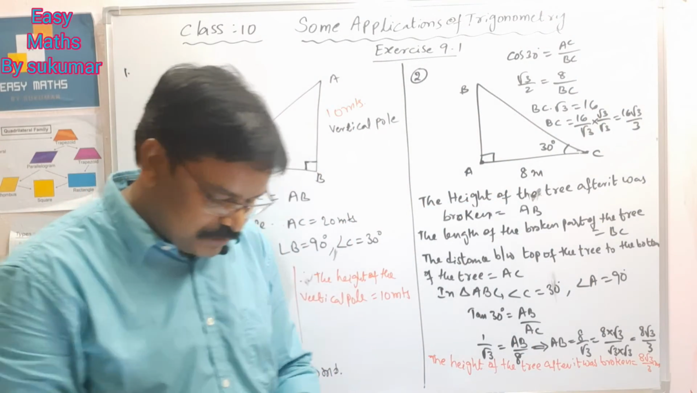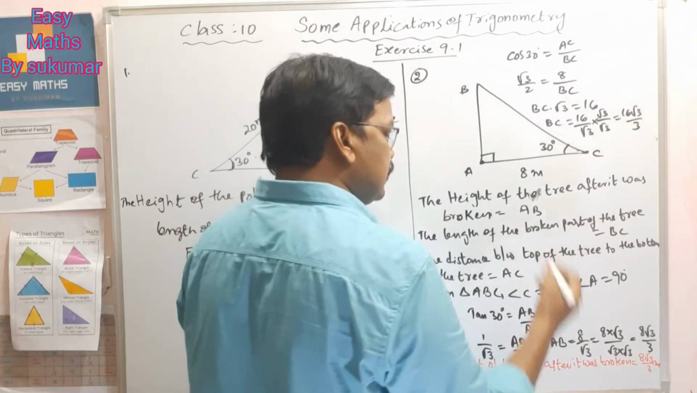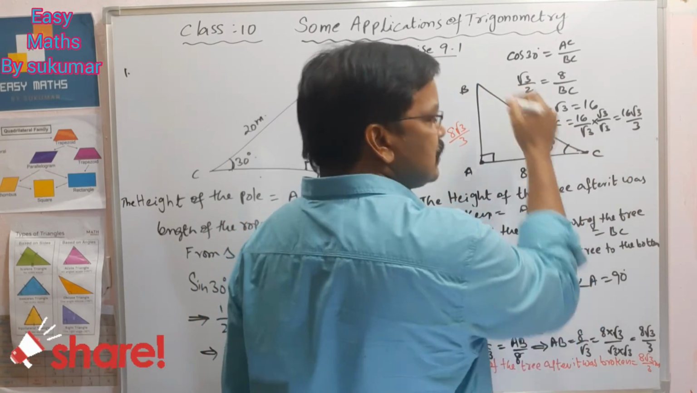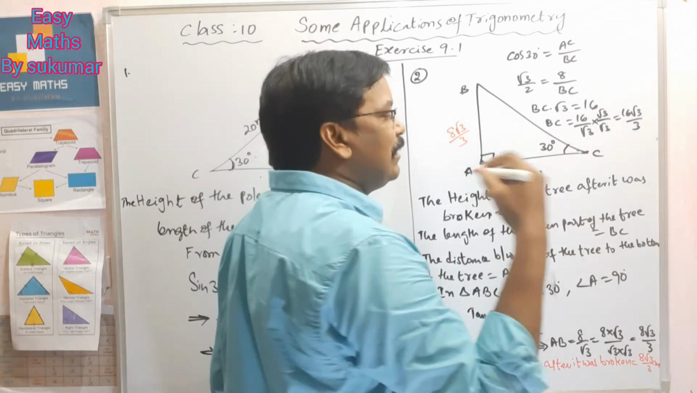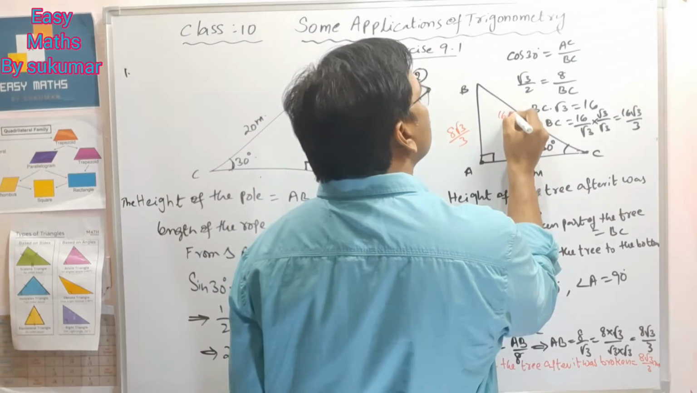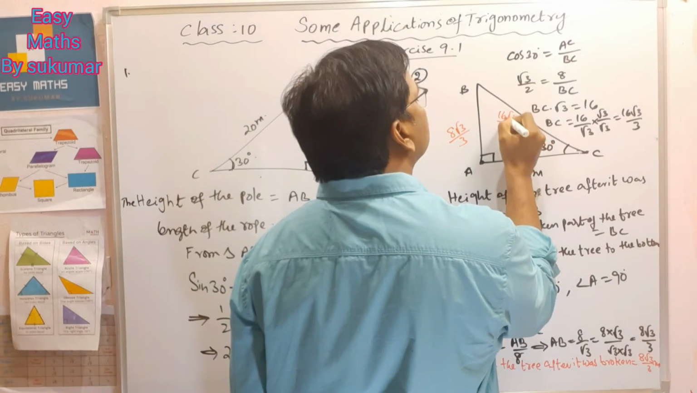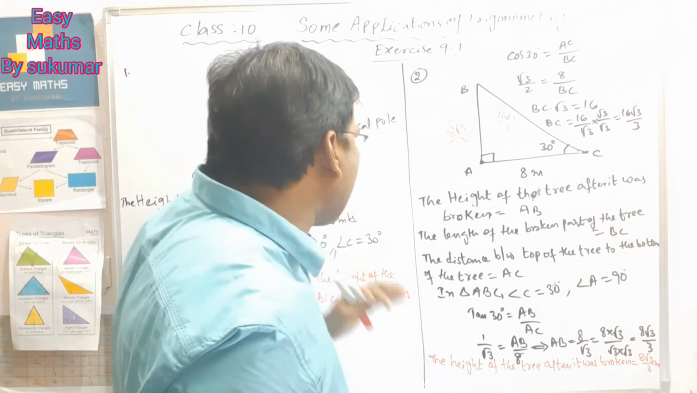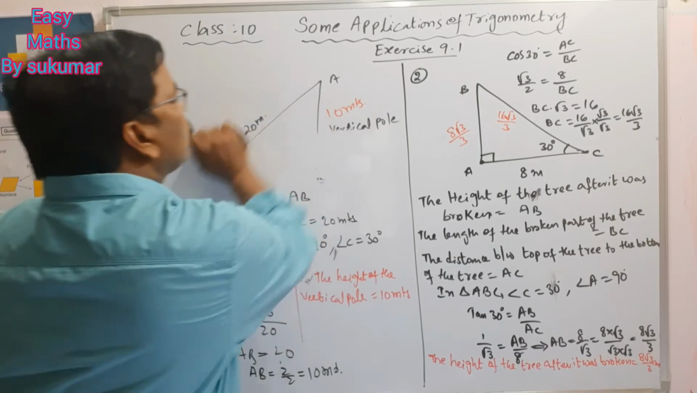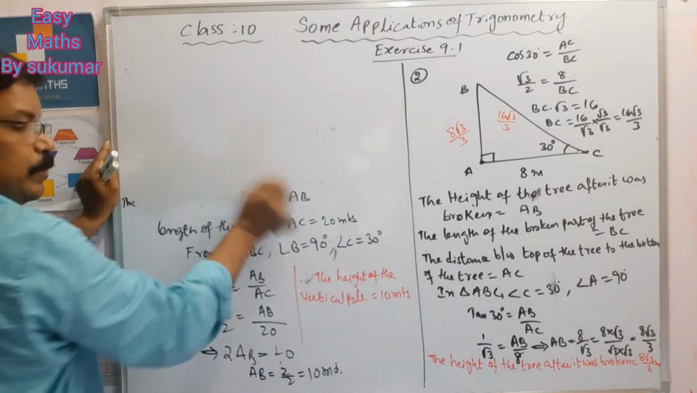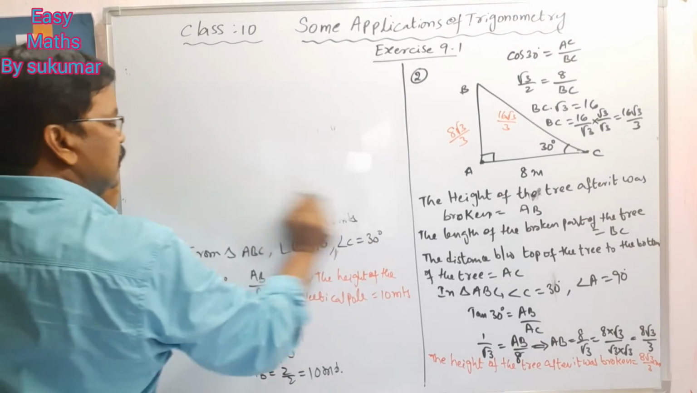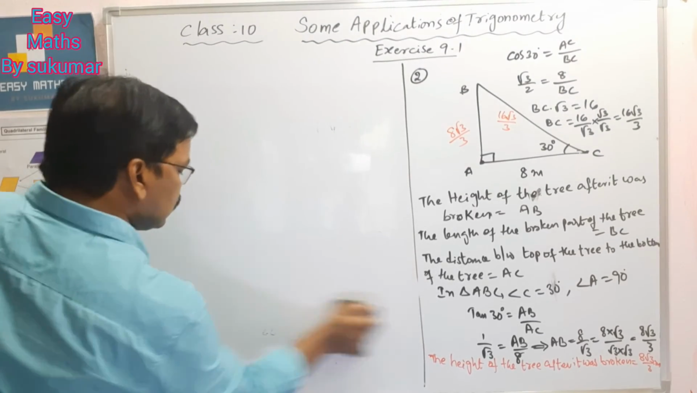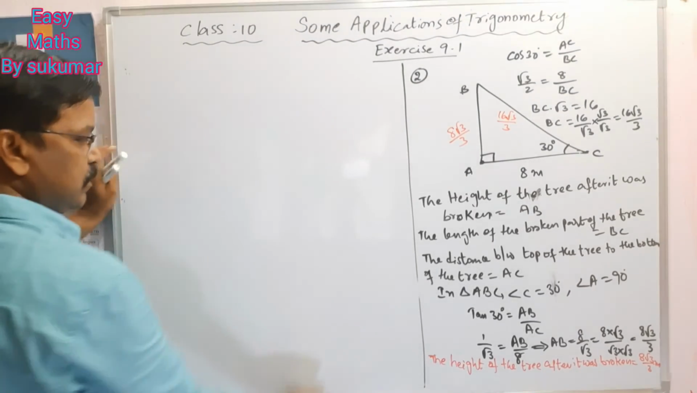See my dear students, actually this value AB is 8 into root 3 by 3, and BC, the length of the broken part of the tree, is 16 into root 3 by 3. Okay. Now my dear students, what is the actual height of the tree? I hope you copied this first question. What is the actual height of the tree before it was broken?